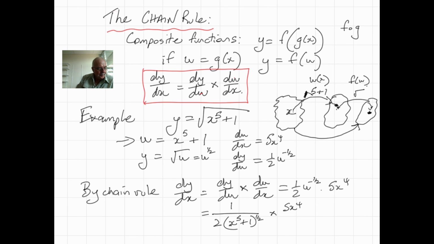Now, since the question did not have any powers that had fractions or decimals, and it used the radical sign, we should put a radical sign down here as well instead of to the power of a half. Multiply out: 5x to the fourth times 1 is just 5x to the power of 4 over 2, times the square root of x to the power of 5 plus 1.